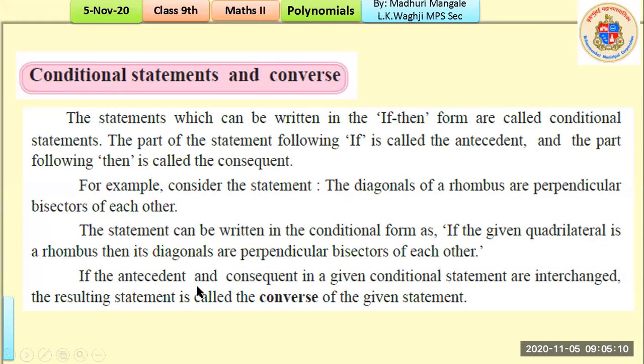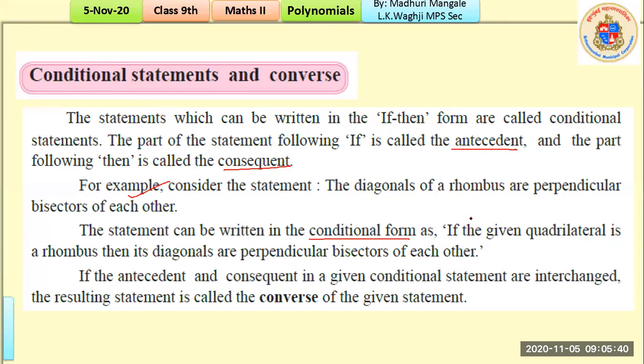Okay, so here there is an example. Let's look at a mathematical example now. The diagonals of a rhombus are perpendicular bisectors of each other. Now, this statement can be written in a conditional form. So, how do we write it using conditional form? I'm just going to highlight the words antecedent and consequent. We are looking at this example where we are going to write this in conditional form.